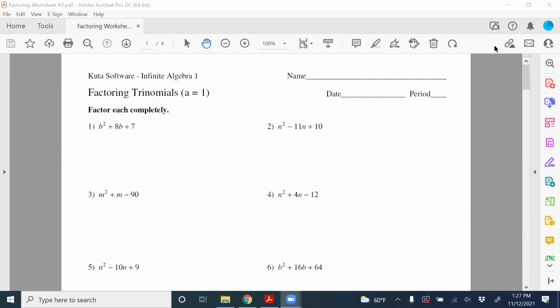Here's a video discussing factoring worksheet number 2, which is on factoring trinomials when A is 1. Remember, A represents the leading coefficient. So generally speaking, we think of quadratic functions as ax squared plus bx plus c, where A again is the leading coefficient. And notice that for all the questions in this worksheet, the leading coefficient, so the coefficient of the term that is squared, is 1.